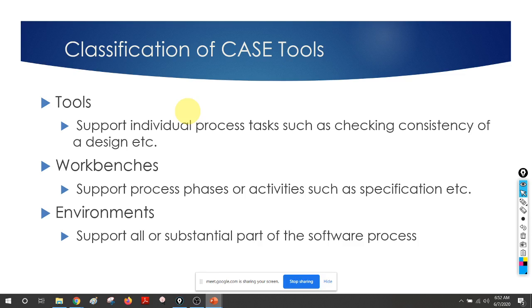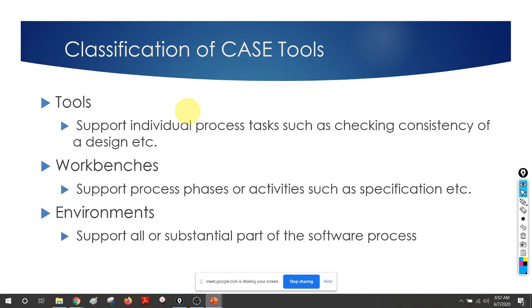So if it is going to support end to end functionalities, we call it an environment. So now we have the tools, workbench and the environment. You have to know whether you are working with an environment, am I working with a workbench, or am I working with a set of tools.